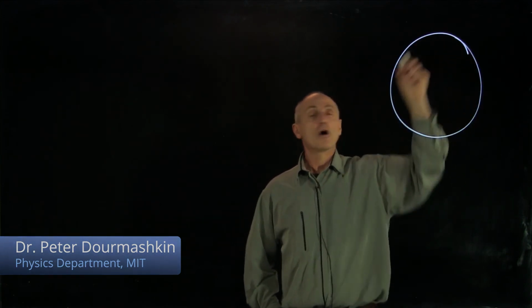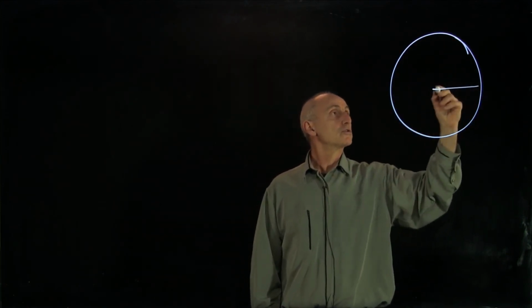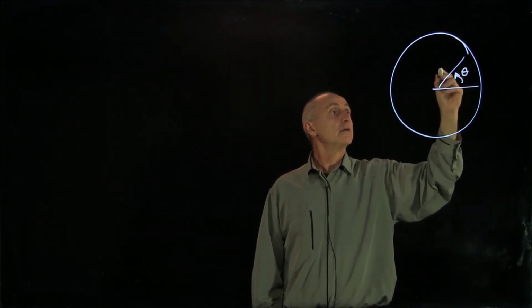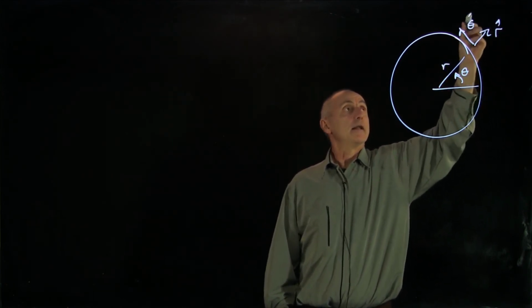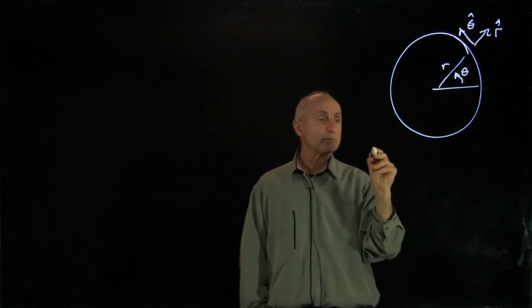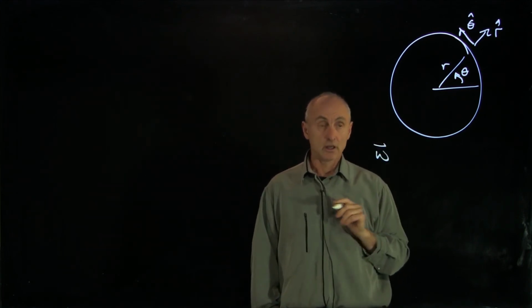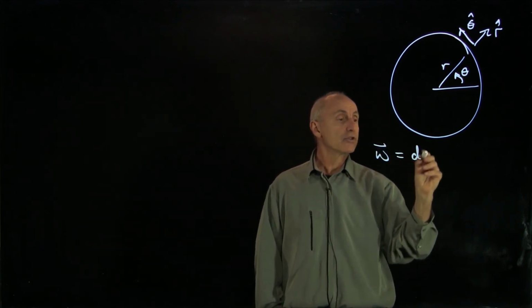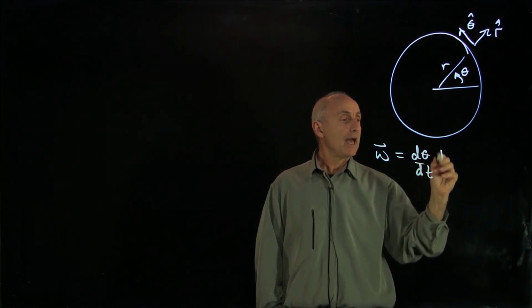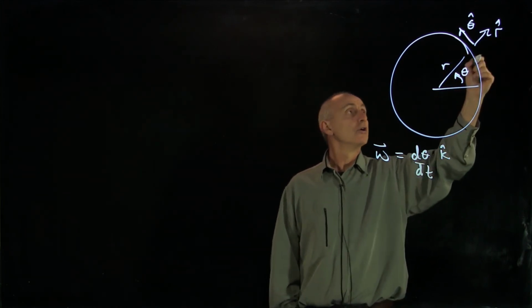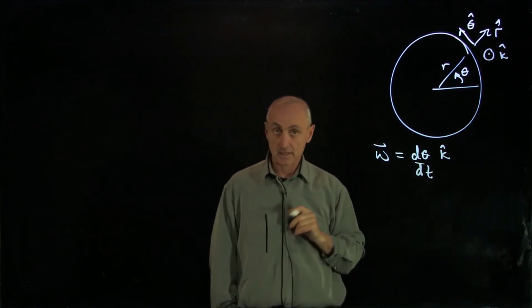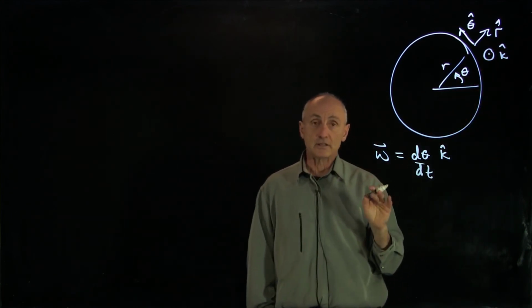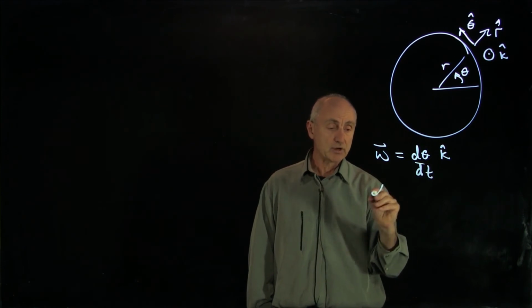Now we'd like to discuss angular acceleration for circular motion. So suppose we have our angle theta, radius r, and r hat and theta hat. Recall that we described the angular velocity as the derivative d theta dt, and we made this perpendicular to our right-handed coordinate system, direction k hat. Now let's differentiate that to get our concept of angular acceleration.